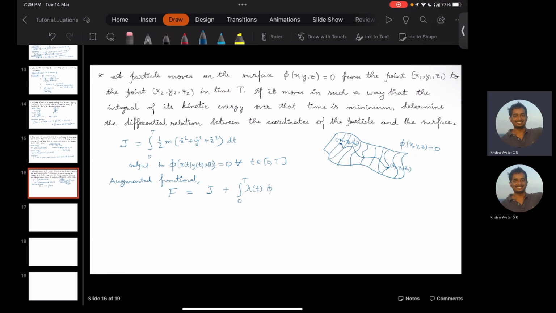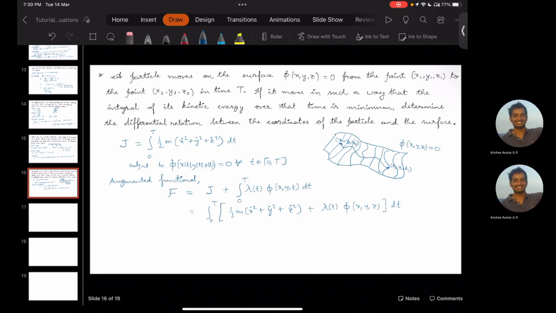And then phi of x, y, z. So we'll just formulate and construct a combined expression. It will be half of x dot squared plus y dot squared plus z dot squared, plus lambda, which is a function of t, times phi of x, y, z, dt. Okay, so let's call this our Lagrangian L.